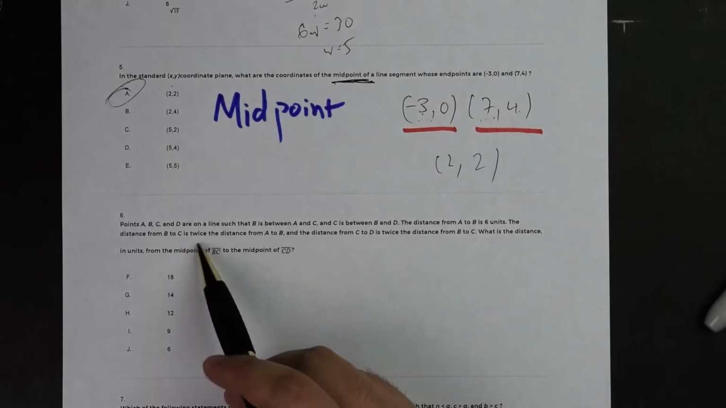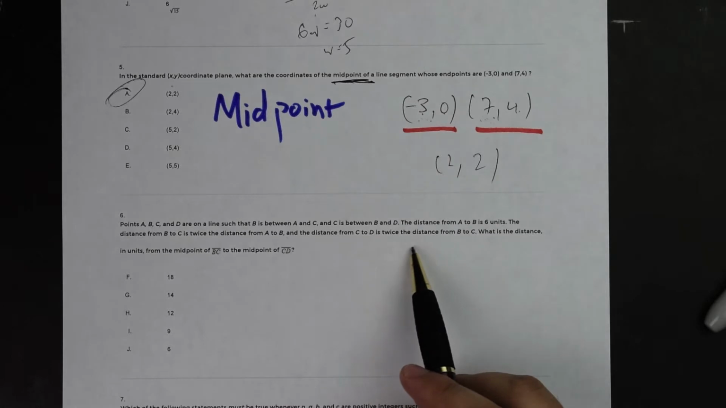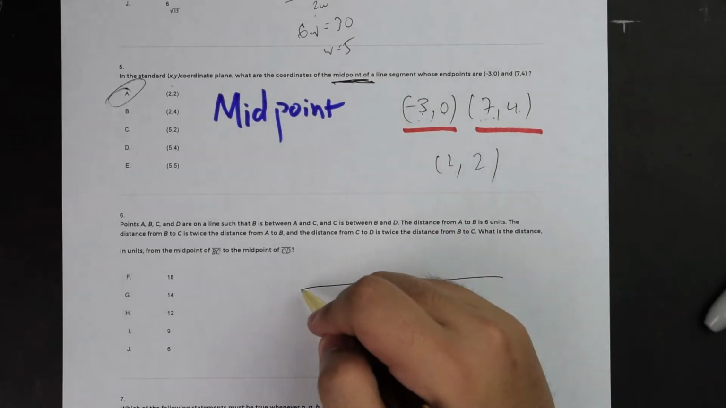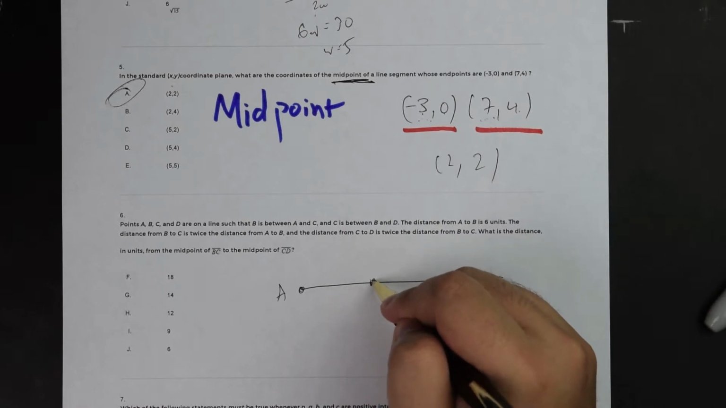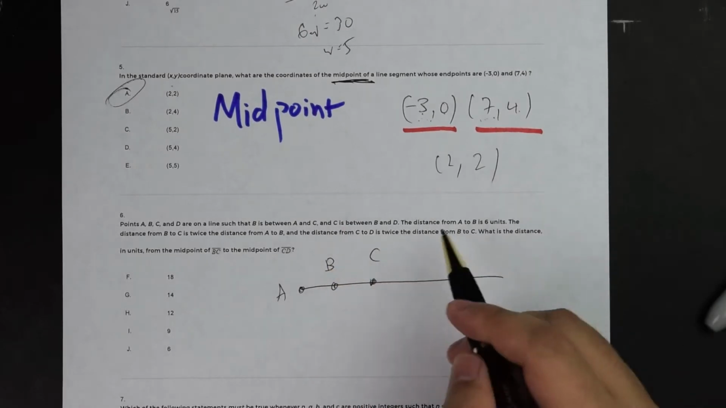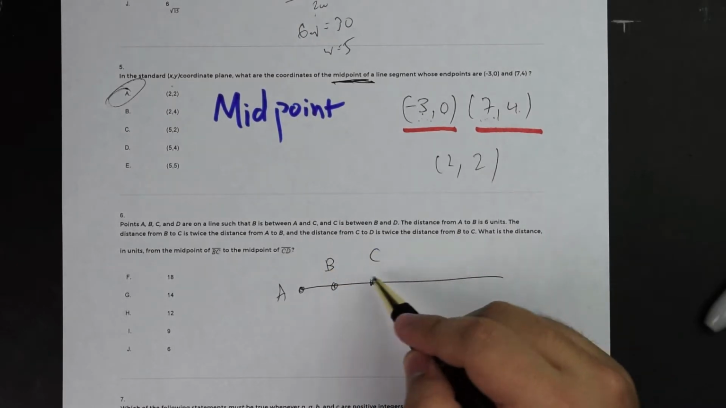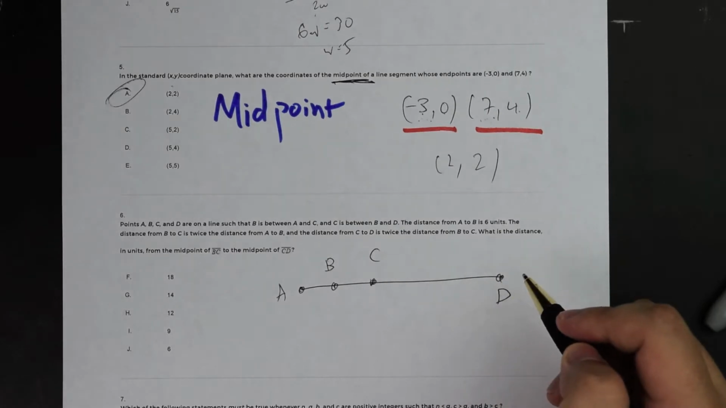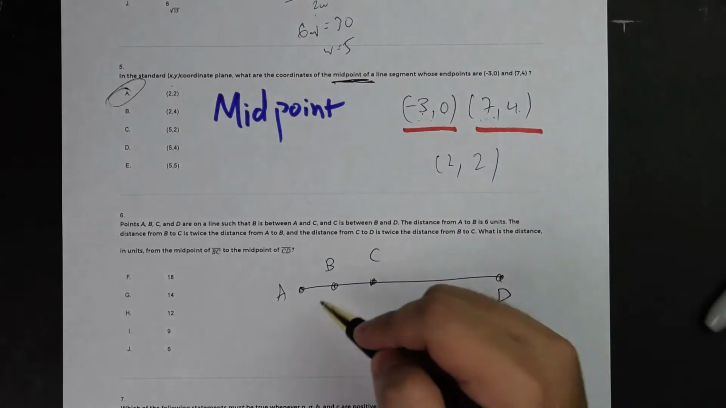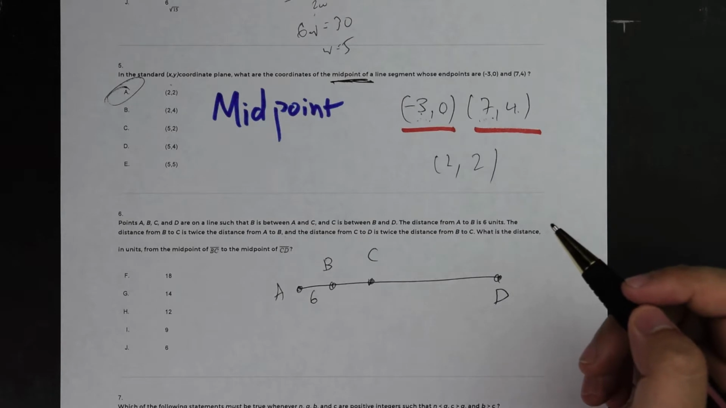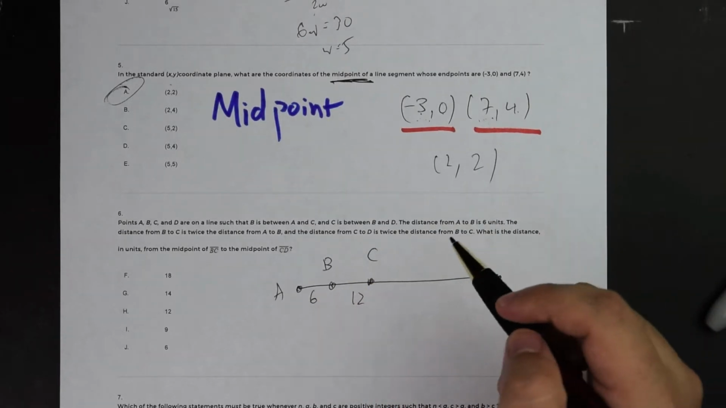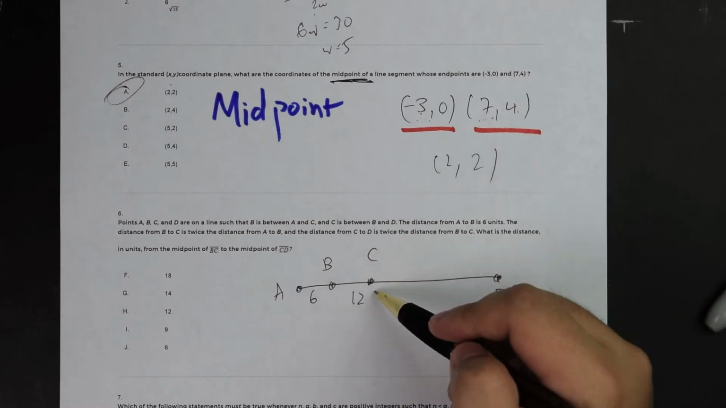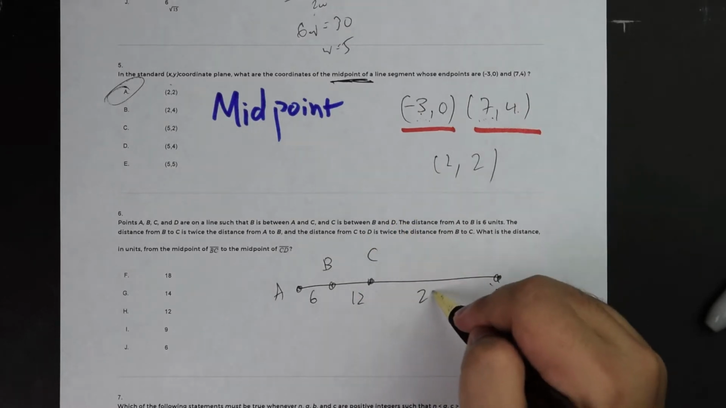Okay. And then, so this is going to be A. Such that B is between A and C. So let's say C is here, B is here, and then C is between B and D. Whoops, I didn't draw that too well, but okay, the distance from A to B is 6. Okay, the distance from B to C is twice the distance from A to B. Okay, 12. And say the distance from C to D is twice the distance from B to C, so 24.